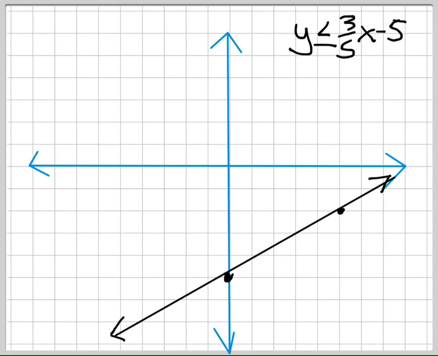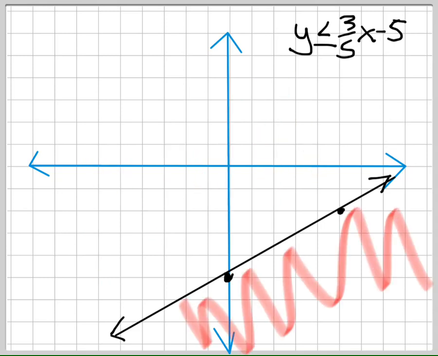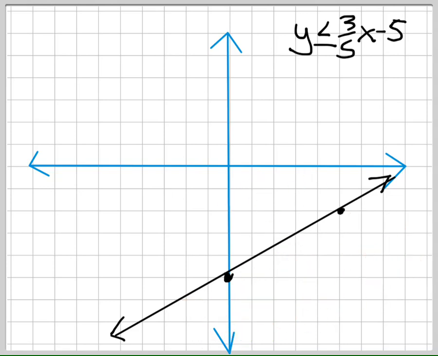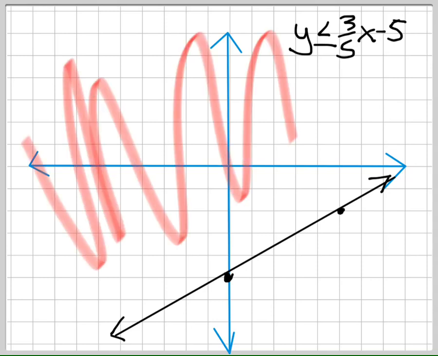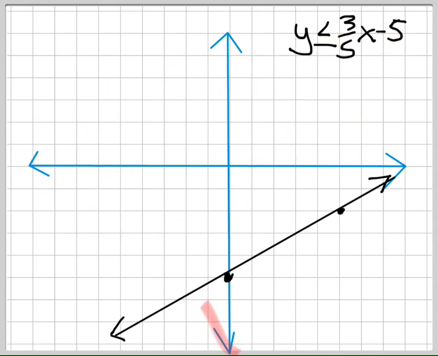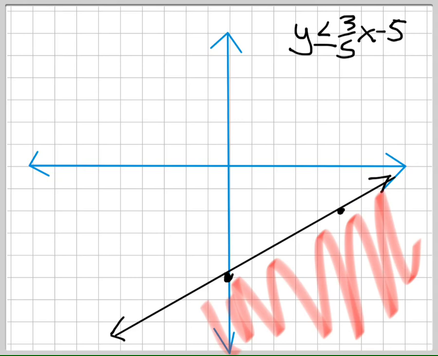So now we need to figure out which side of this line has all the answers to this inequality. Is it this side or is it this side? It's only one or the other. These are our two half planes. There's a half plane down here and a half plane down here, because it goes on forever. But it's either going to be everything up here makes it true or everything down here makes it true. So all we do is we pick any point we want and test it out.